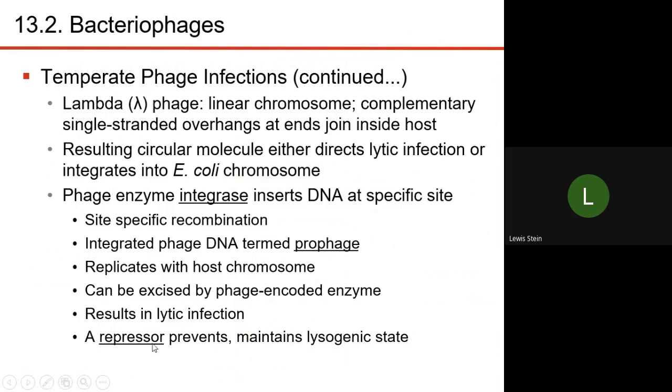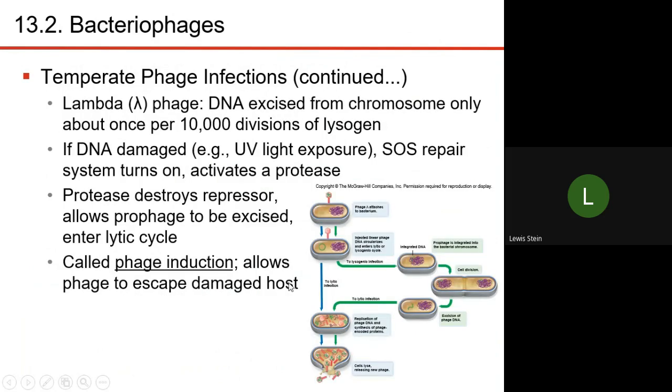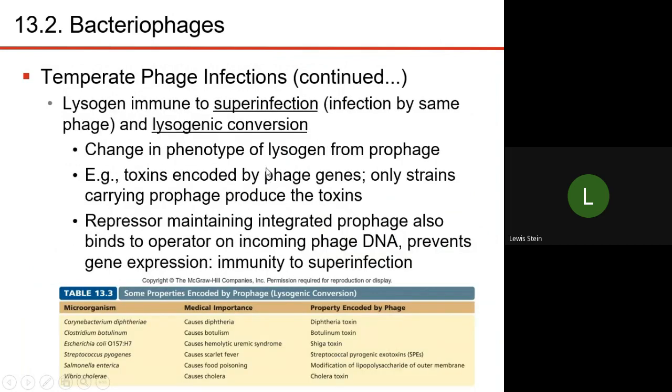And so effectively, what happens is you can interrupt any of these phases. And then phage induction is being able to induce it to become lytic. And then this is the big thing with lysogenic conversion or true superinfection. Okay, changing the phenotype, encoding toxins.